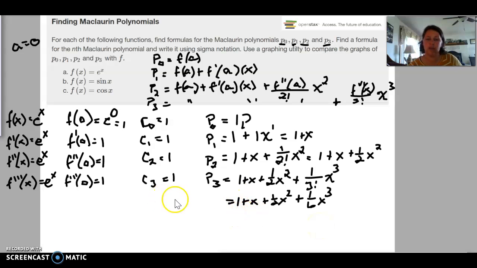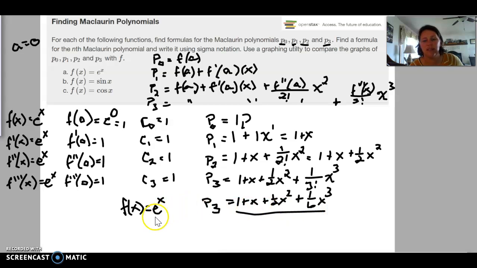So if we went back onto Desmos and we looked at our original function, f of x equals e to the x, and then we also looked at this polynomial of degree 3, you would see that they would follow each other very closely to a certain point.